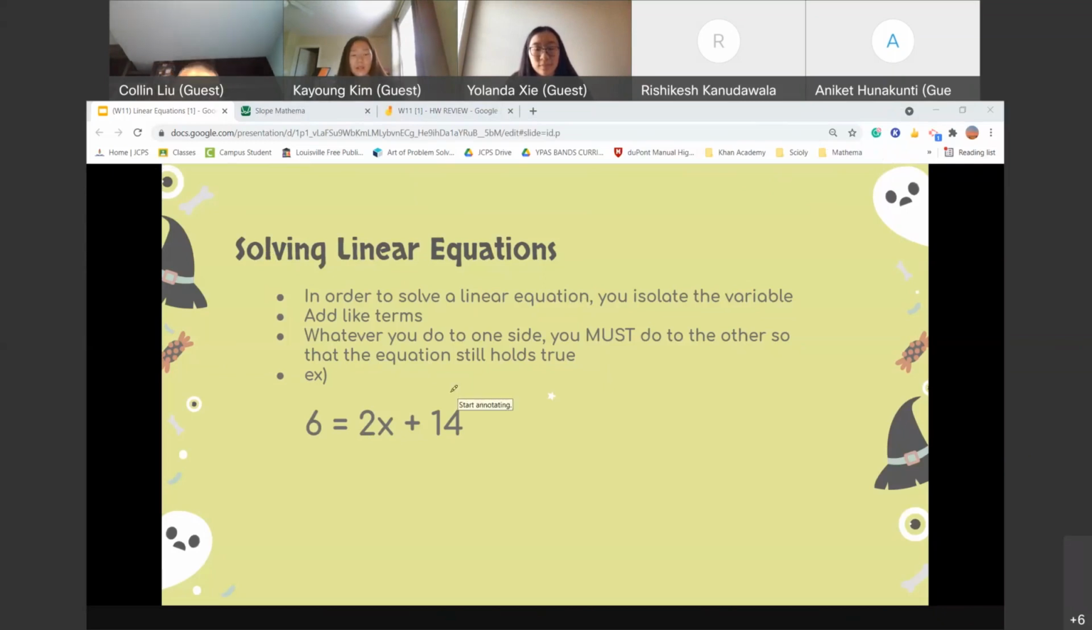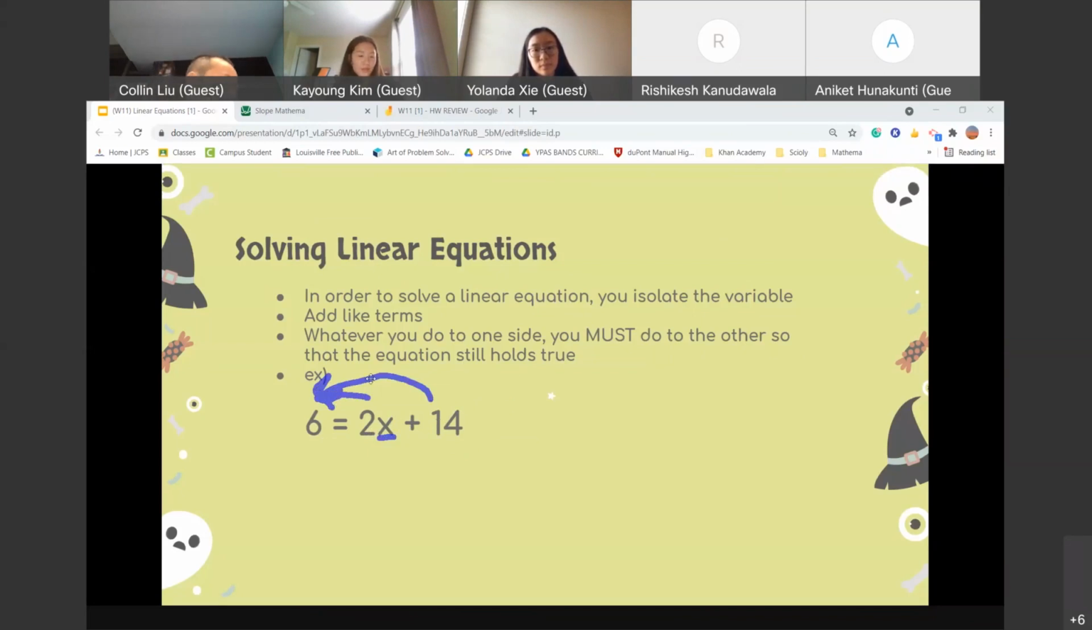Oh, okay, yeah, I'll do it again. Basically, before multiplying or dividing, I'm going to do as much subtracting and adding as possible. Right now, in order to get this x to be alone, I have to move this 14 over and move this 2 over. But in order to get rid of the 2, I have to divide. For the 14, I can just subtract.